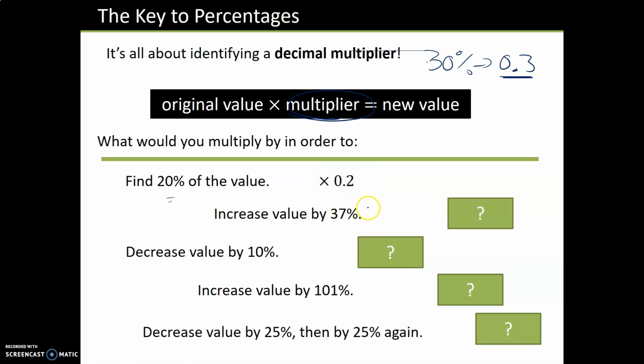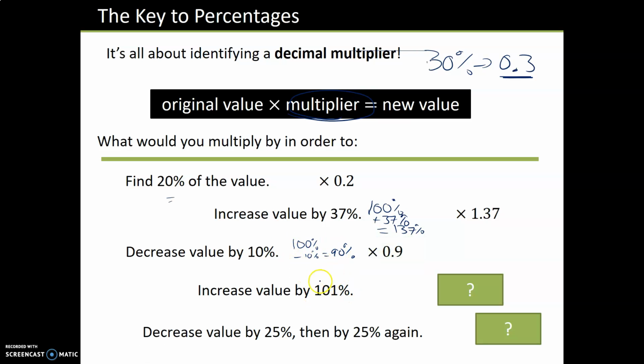If I'm increasing by 37%, I start with 100%, I'm adding on 37%. Now this is a step you don't necessarily need to write down, but this is what should be going on in your head. So what I want at the end is 137%, so that's 1.37. Decrease by 10%, I start with 100%, I take off 10%, so I'm left with 90%. So 90% as a decimal is 0.9. Similar, start with 100, add 101, so you should get 201%. So as a decimal, that's what you multiply by.